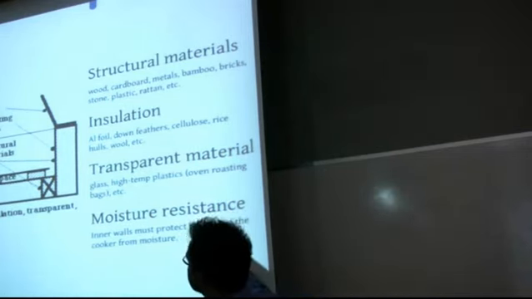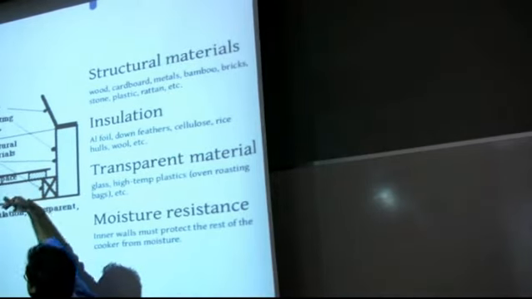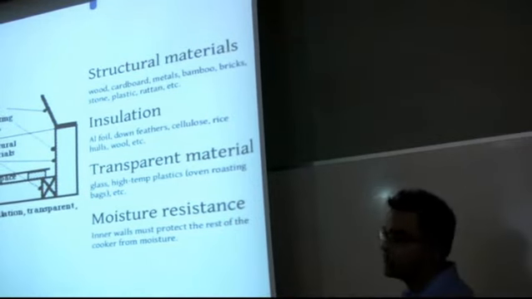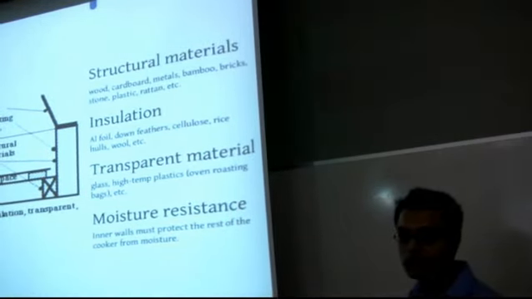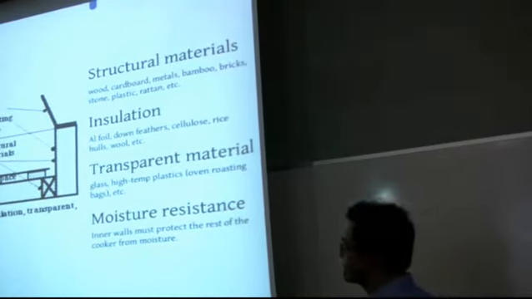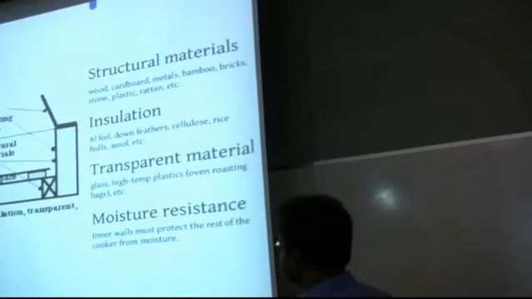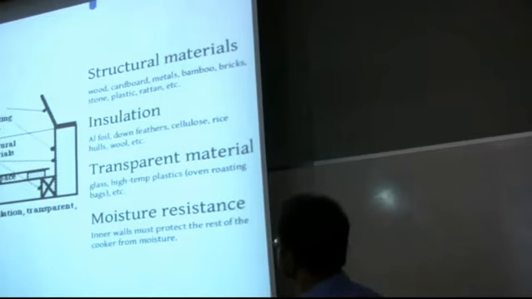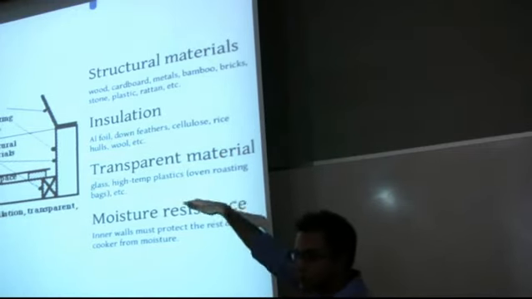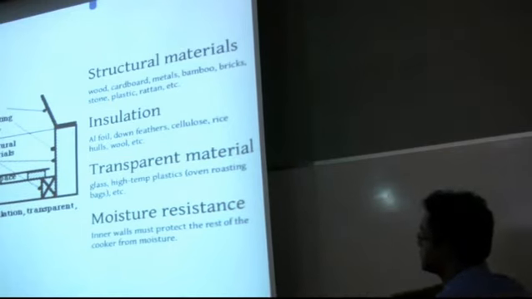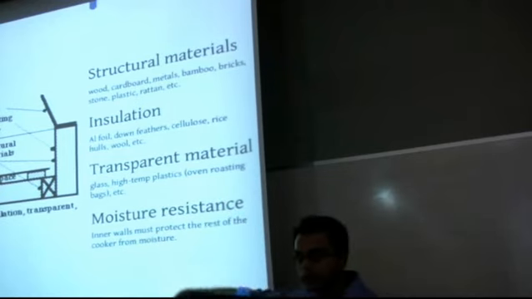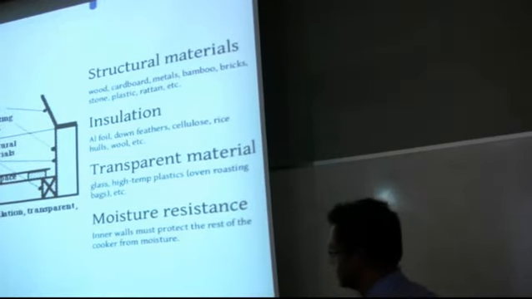For insulation, the insulation can go in the walls of the container, and also the top glass. So people use aluminum foil. Now, aluminum is not necessarily a good insulator, but it's a good reflector. So it just puts the heat back in. That's the same function. Down feathers, cellulose, rice hulls, wool, whatever. Transparent material is required for the top, and we talked about that briefly: glass, high temperature plastics. And in the US, most of you are probably familiar with oven roasting bags and things like that, which basically keep the heat in. The same principle.